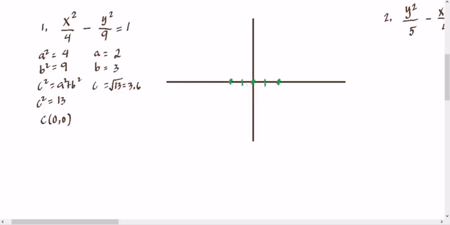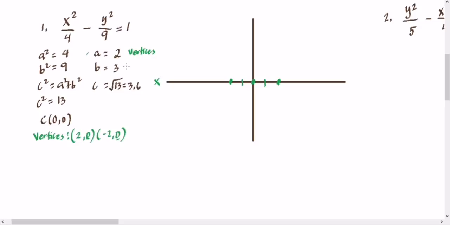Yang dalawang points na yan, yung a na yan, ang tawag natin dyan ay vertices. Okay? So, pwede natin ilagay yung value ng vertices natin. Okay? So, vertices are ito. Para di tayo mahirapan mamaya. That is (2, 0). Then, (-2, 0). Kung mapapansin nyo, 0 yung y value kasi nasa x-axis tayo. Yung point natin.